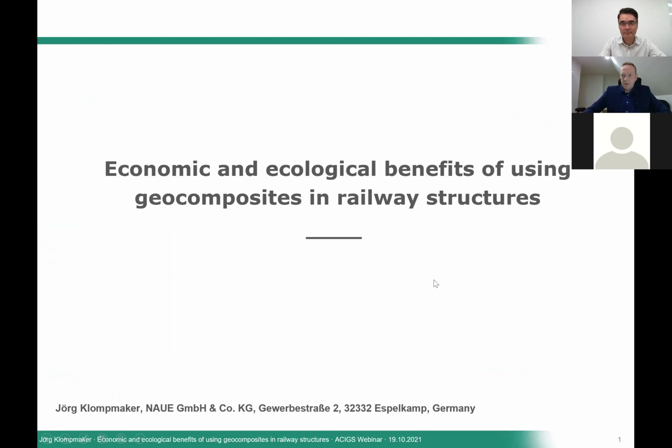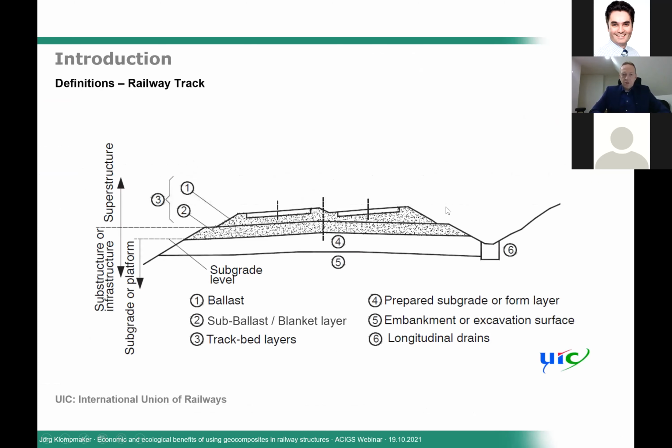So, as already introduced by Siamak, the topic of this presentation is economic and ecological benefits of using geocomposites in railway structures. Just to be all on the same level about what a railway structure consists of, I am showing here a slide which comes initially from the International Union of Railways, and it shows the individual layers of the superstructure and the subgrade and substructure of a railway structure.